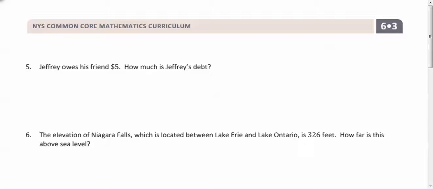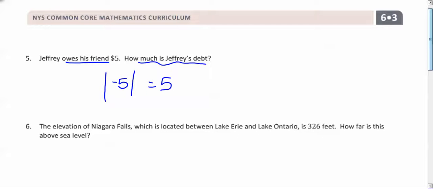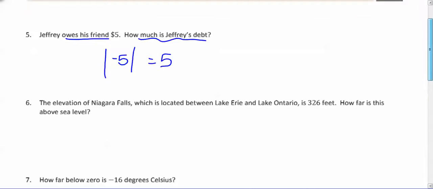Jeffrey owes his friend $5. How much is Jeffrey's debt? So we're talking about a debt of $5. We want to find out how much money we're talking about. What goes into the absolute value symbols there? This is on the same page for you guys. Zulima. Very good. -5. And the absolute value of -5, everyone, is? 5. Yep.